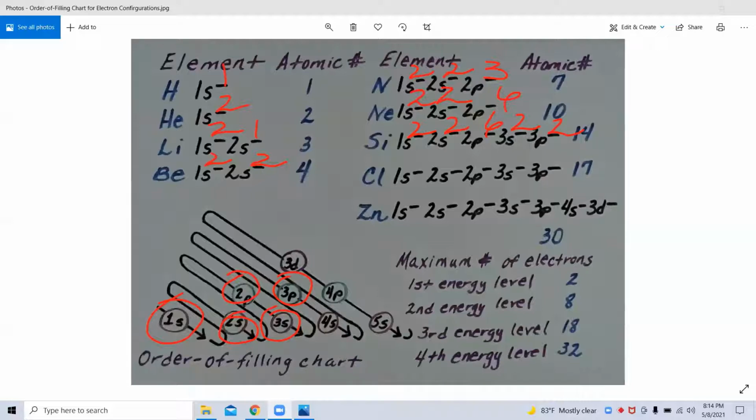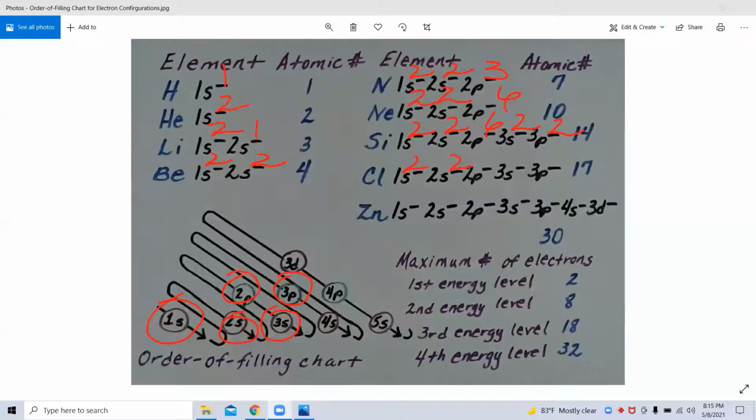Now let's move on to chlorine. Chlorine has an atomic number of 17. So we'll use the 1s, 2s, 2p, 3s, and 3p orbitals, just like silicon. So I don't need to circle anything else on that diagram. Once again, you can only have 2 electrons in the s orbitals. So here's 2 here, 2 here.